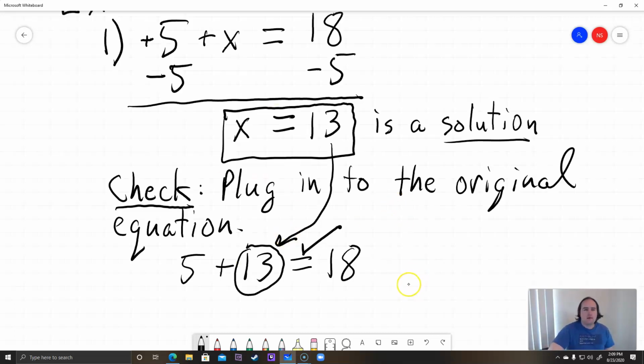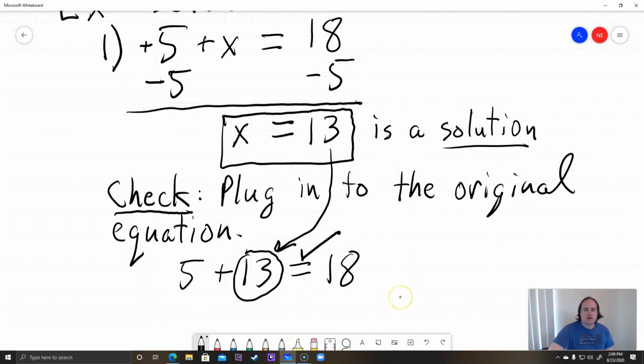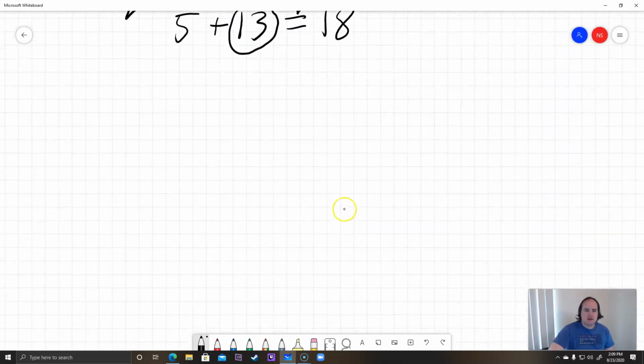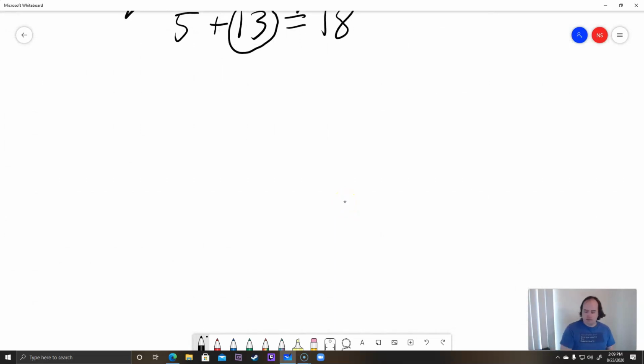All right, so that's a pretty straightforward equation, hopefully. So let's take a look at another example of a little bit harder one. So problem number 2, example number 2. For this one, we have a little bit more stuff going on.